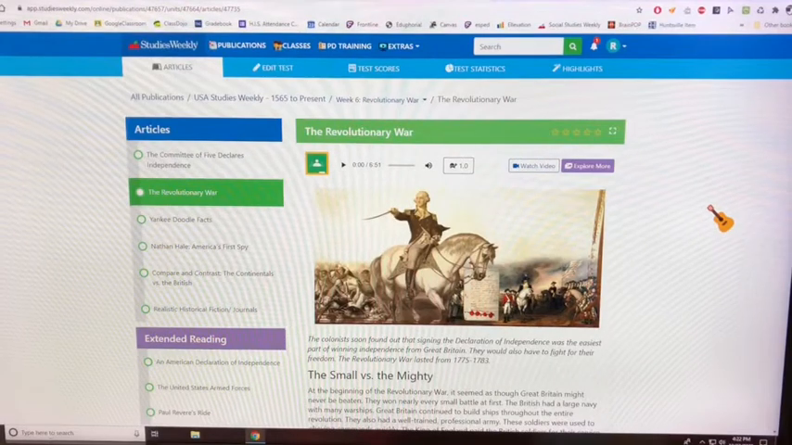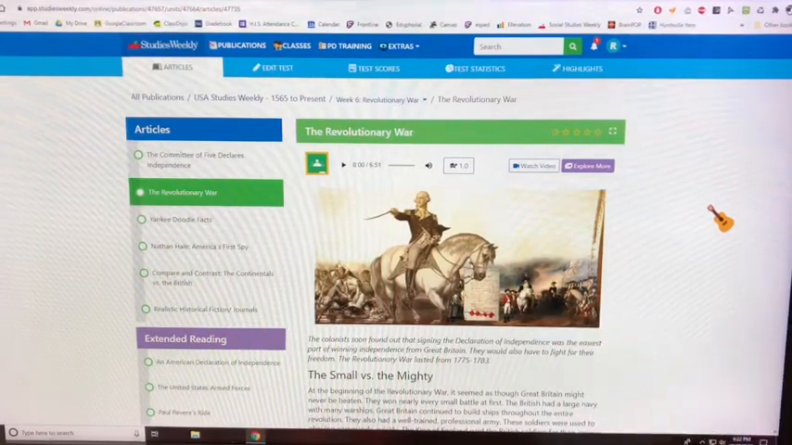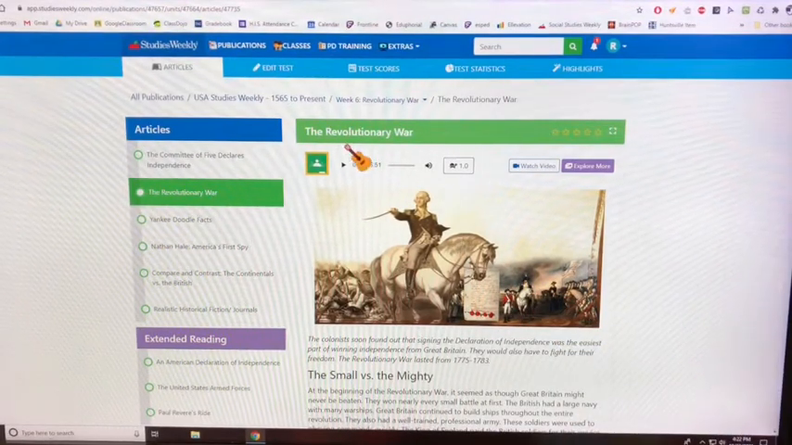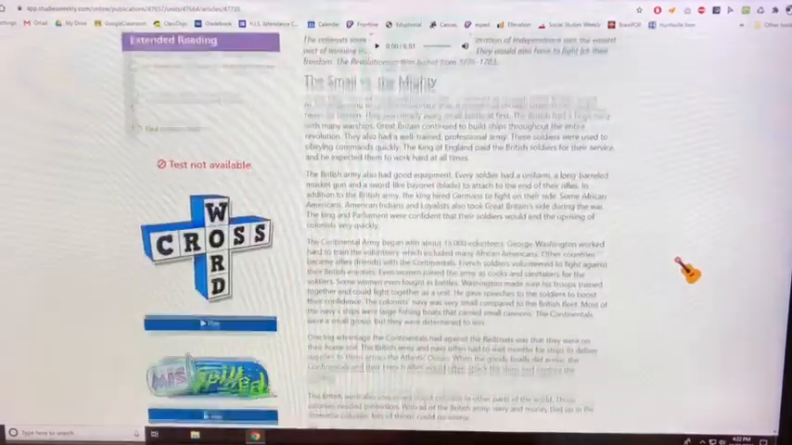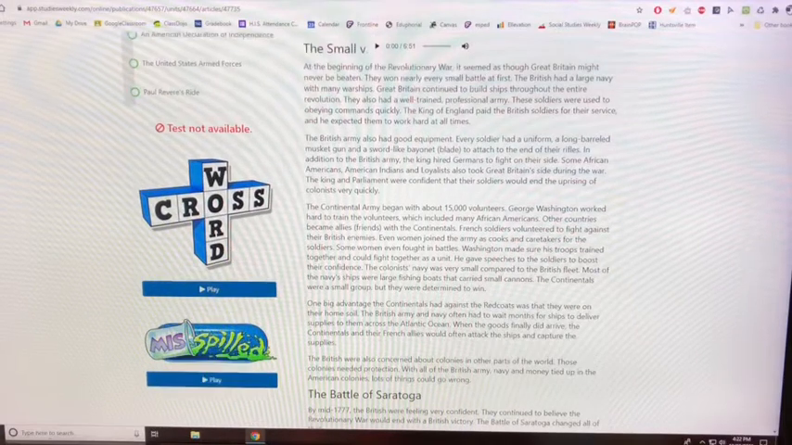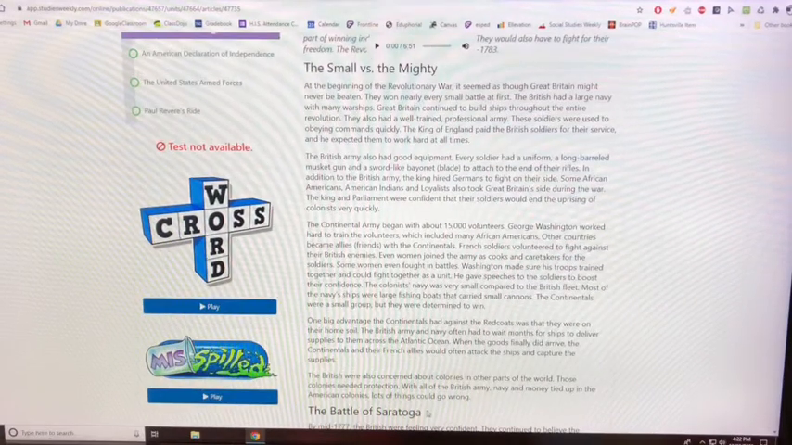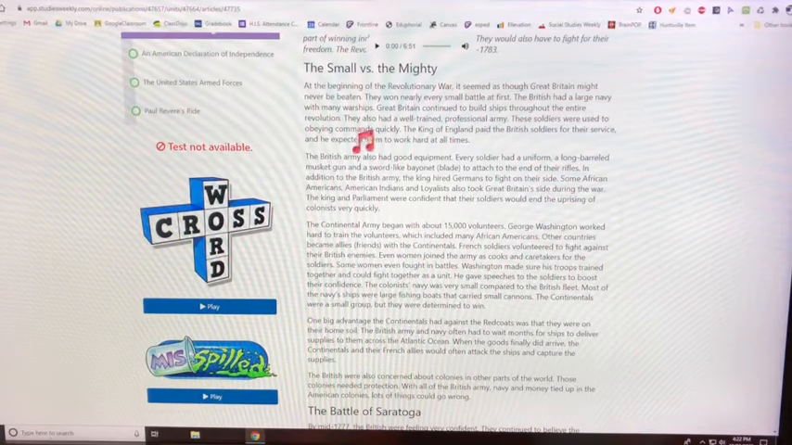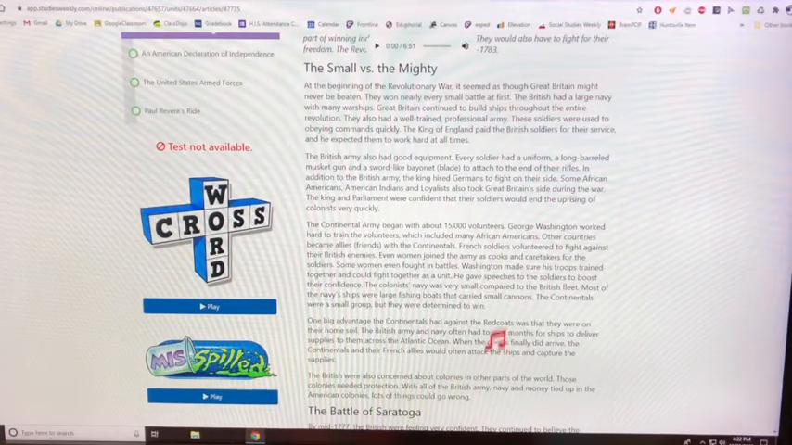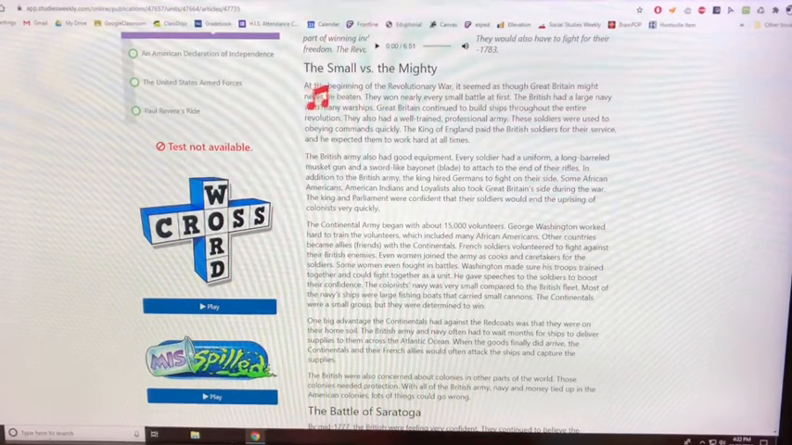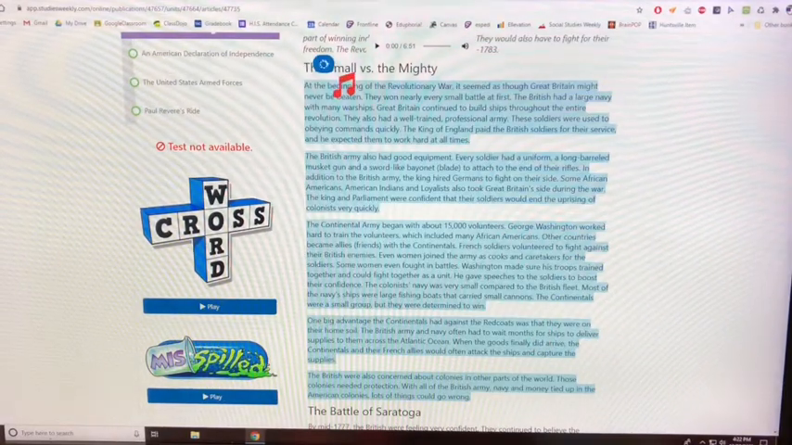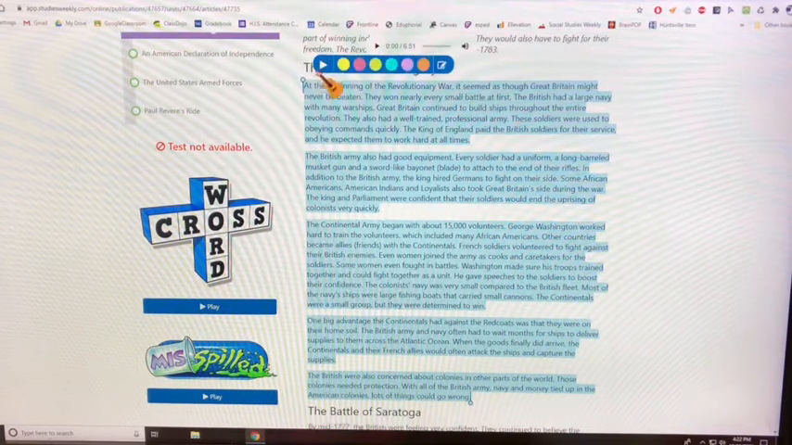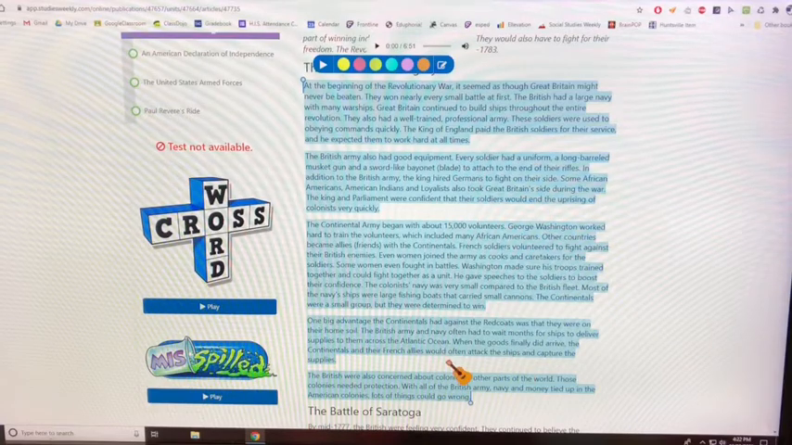All right, so here is the article that you're going to read right here. Okay, once again, the Revolutionary War. It's the small versus the mighty. And it does look like it's a little long. It's maybe a little bit longer than what we normally read. So you're going to stop right here at the Battle of Saratoga. But right here, small versus the mighty. You can, once again, like I've showed you before, highlight all of this and have the computer read it to you. See, it's thinking right here. And it's still thinking. Ooh, computer's going slow today. There you go. And you can just hit the play button and it'll play all of that, okay?